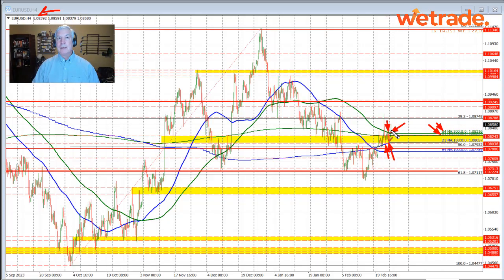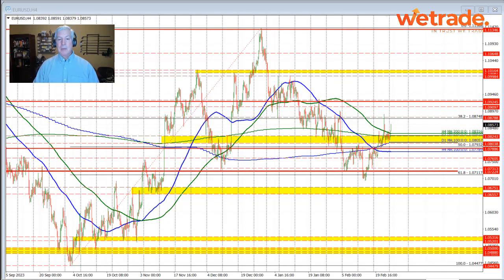And we saw the break to the upside above the 200-bar moving averages, both the 200-day and the 200-bar moving average on the 4-hour chart. That confirmed the bullish bias, and that is where we are in trading here today. You can see where the price is currently trading, 1.0858.